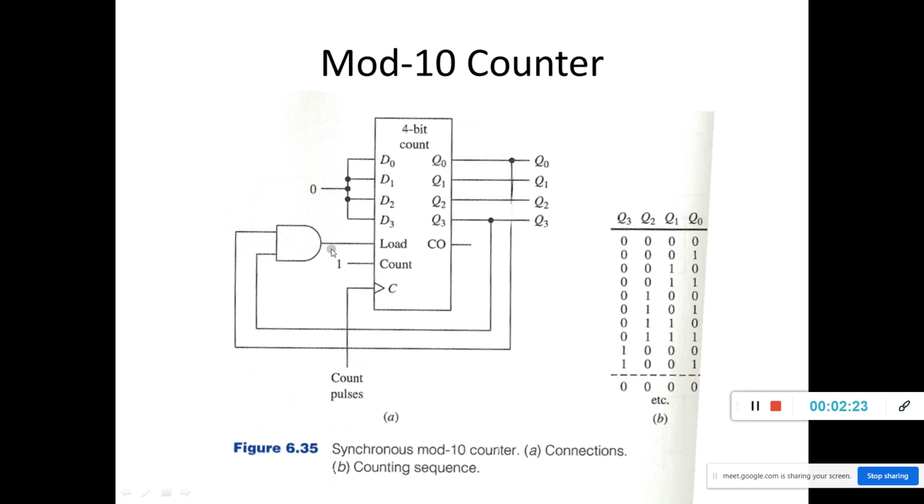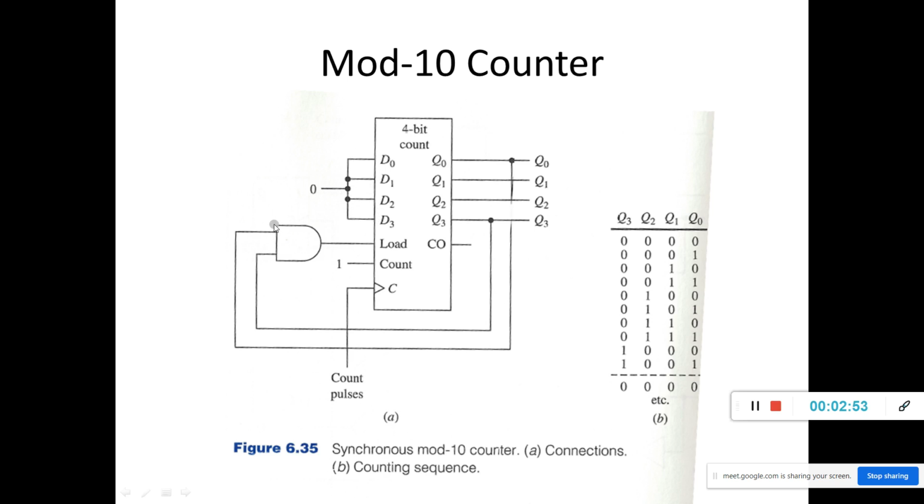If the output of the AND gate is 1, it is given as an input to the load. Load becomes 1. Okay, so load has a higher precedence than the count. Once load becomes 1, it will load 0 into D0, D1, D2, D3. You can see here these D0, D1, D2, D3 are connected to 0.